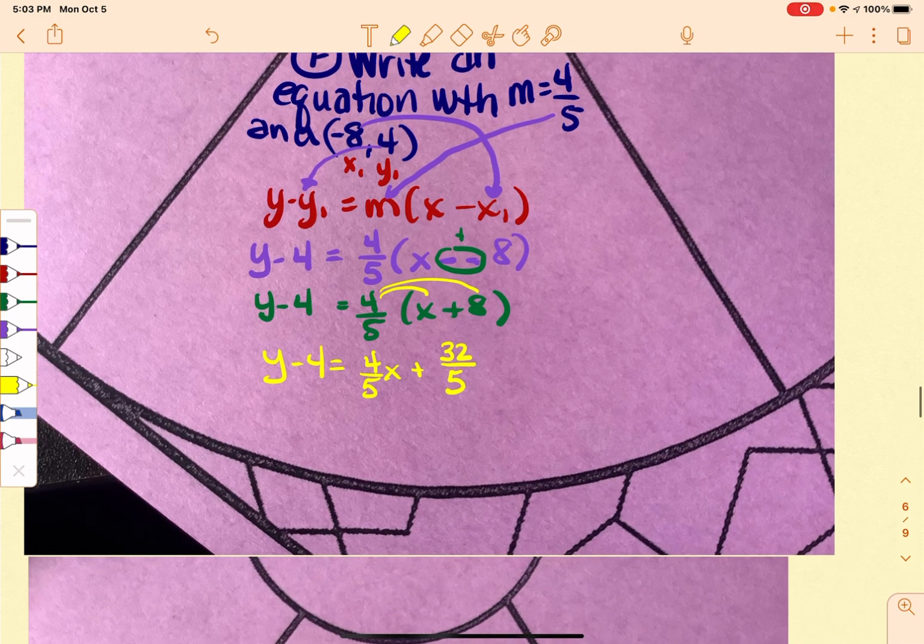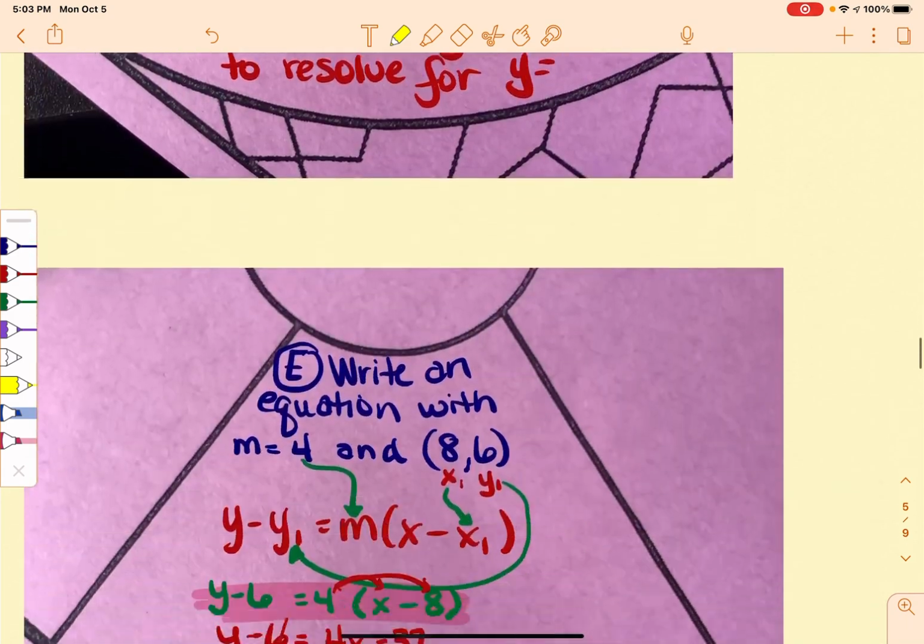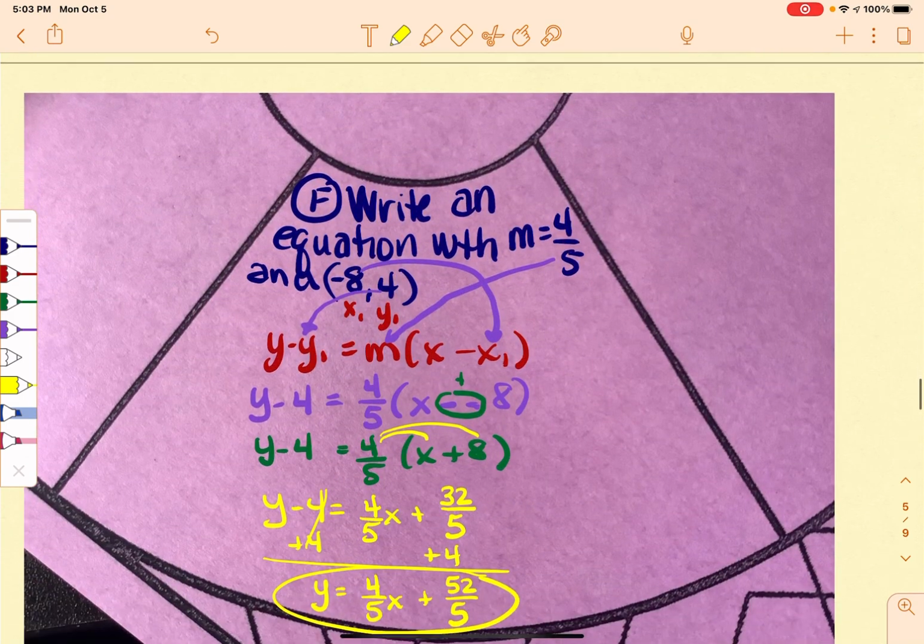Now, the only thing I would have to do to get y alone is to add 4. So y equals 4/5 x. And then if I add 32 over 5 plus 4, I end up with 52 over 5. Again, put it right in Desmos. Don't even worry about it. Okay, we're going to keep working on this as we practice in class.